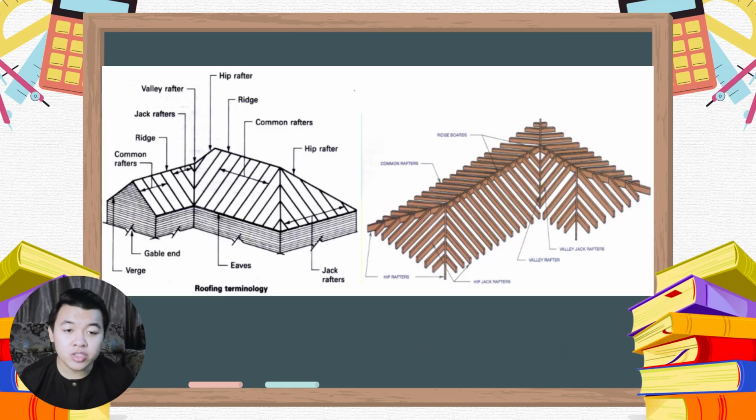So the figure shows the truss member section. As you can see, there is a hip rafter, ridge, common rafter, and then jack rafter, reverse, gimbal, wedge, and valley rafter.